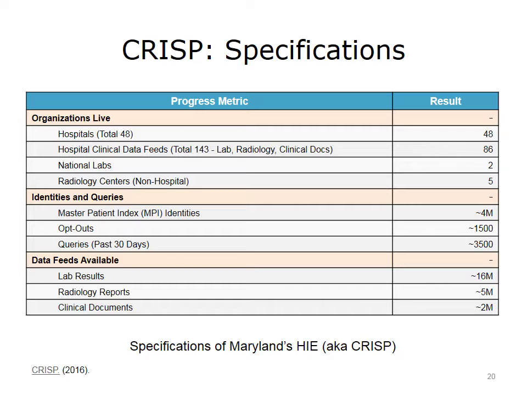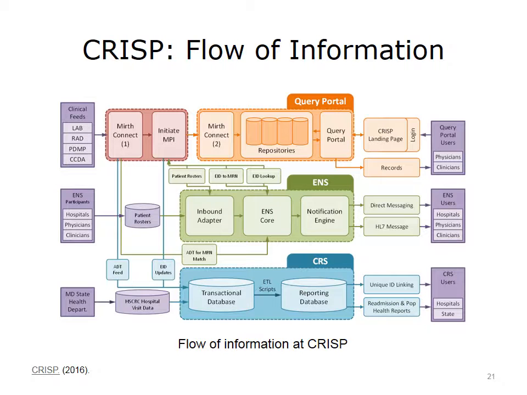CRISP receives thousands of queries from clinicians on a monthly basis, making it a suitable central hub to provide overall population health risk scores to clinicians. More than 16 million lab results, 5 million radiology reports, and 2 million clinical documents have been exchanged via CRISP as of 2015. CRISP provides various services to its stakeholders.